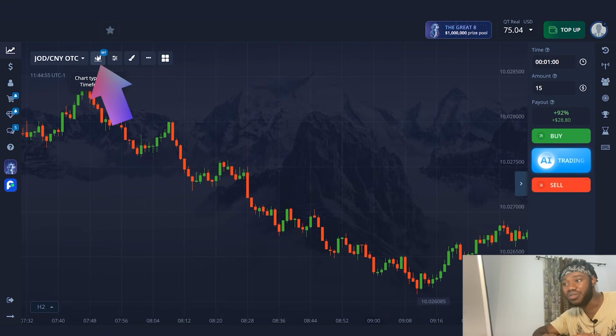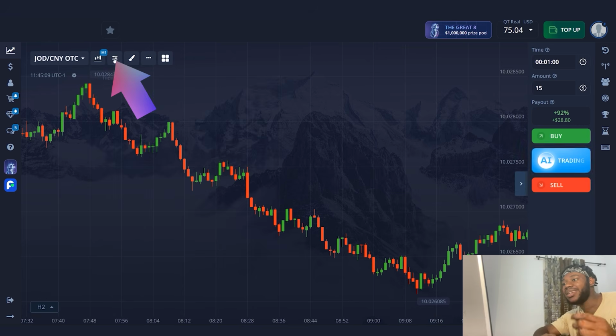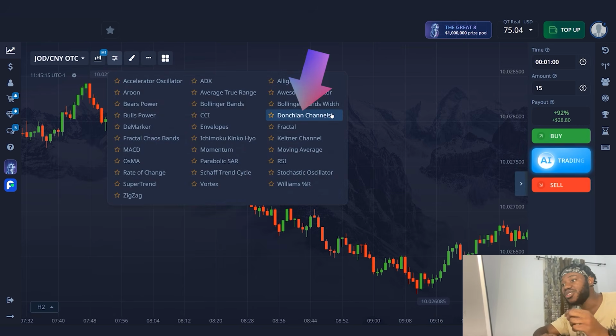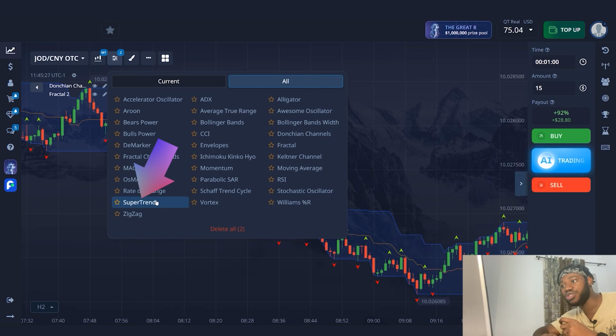Let's set up an account for working this strategy. I use a chart type candlesticks. The time frame is 1 minute. Now let's select the indicators. To do this, open the indicators section and click on Donchian Channel, Fractal, Super Trend, and Williams.